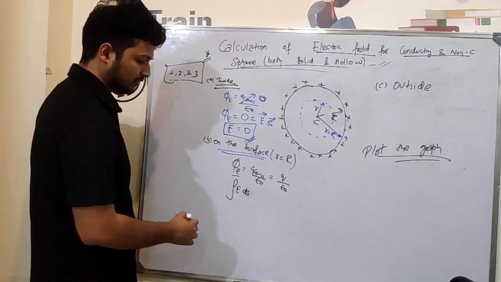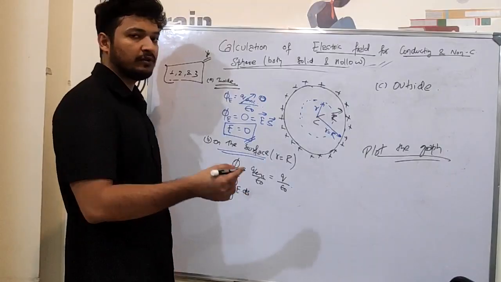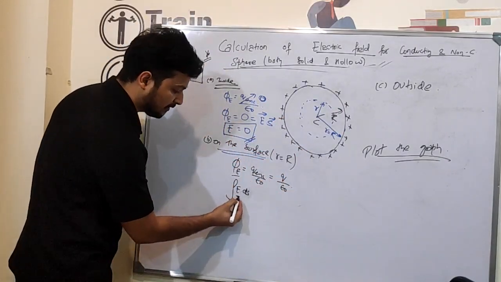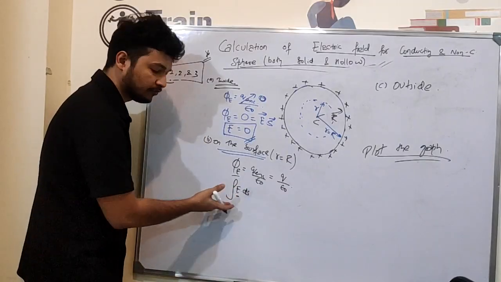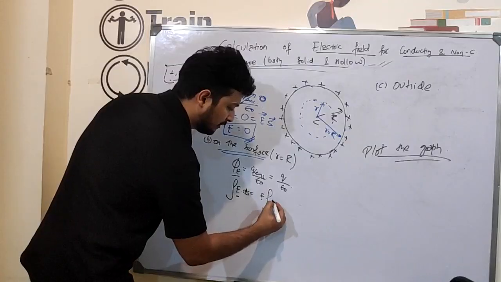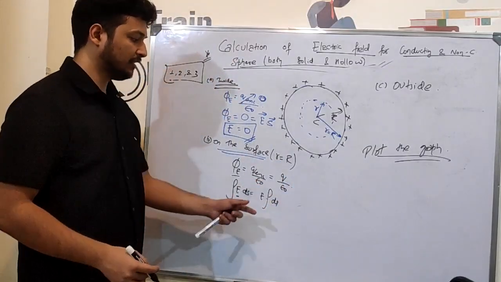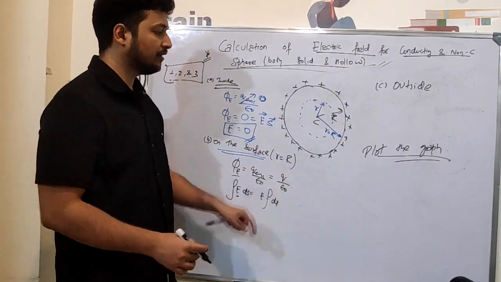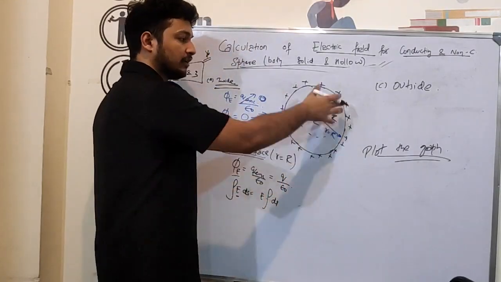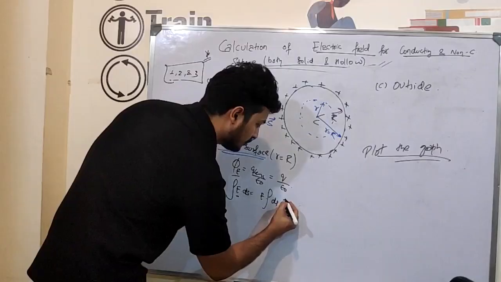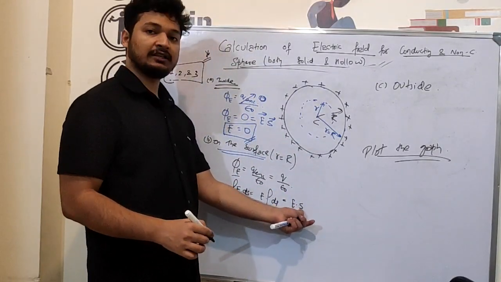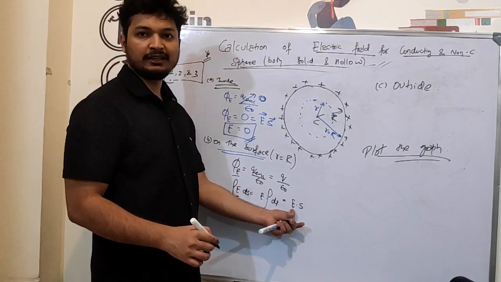Since the electric field is symmetrical because it's a sphere, we can take this E out of the integration. The value will be equal to E multiplied by the integration of ds. And what is the integration of ds? It will just give us the value of the whole surface area, because we are calculating the electric flux over the whole surface. The value will simply be equal to E times S, where S represents the surface area and E represents the electric field.